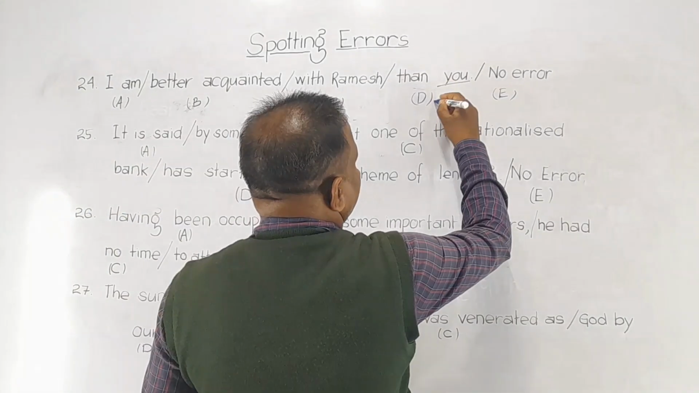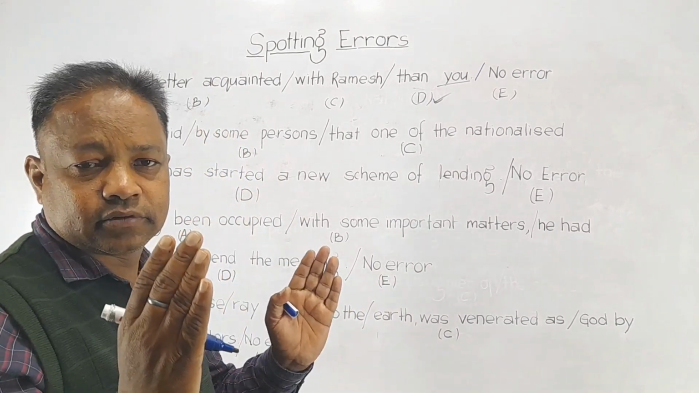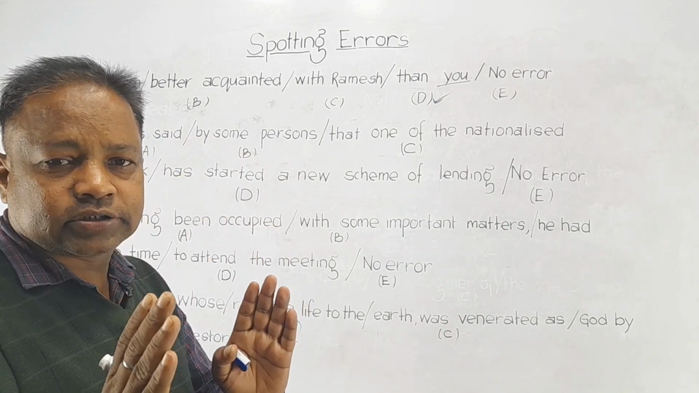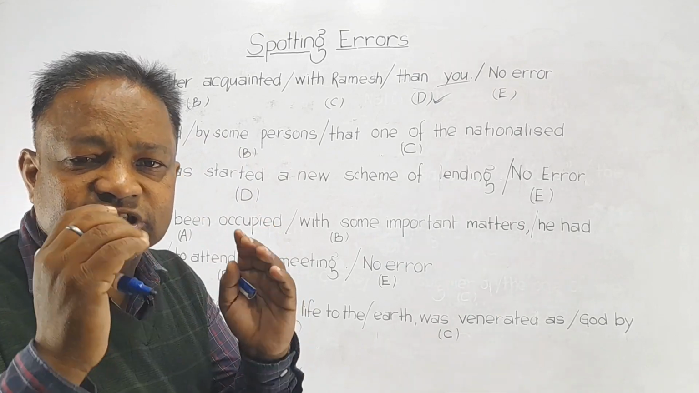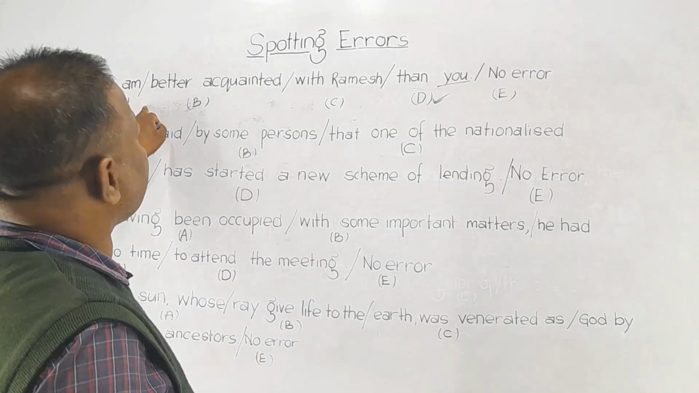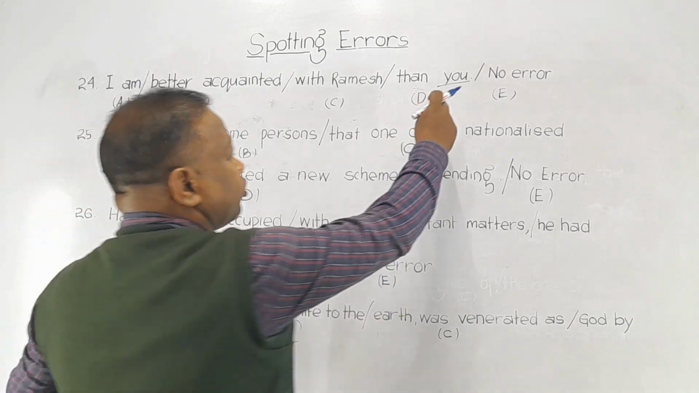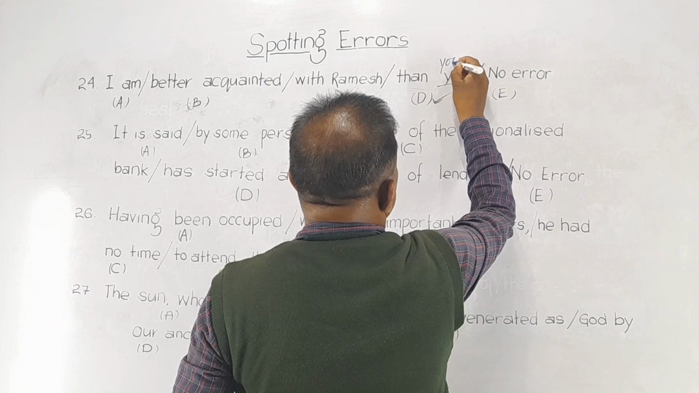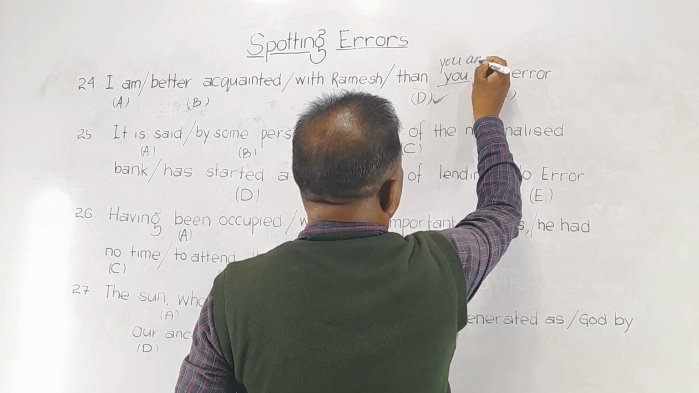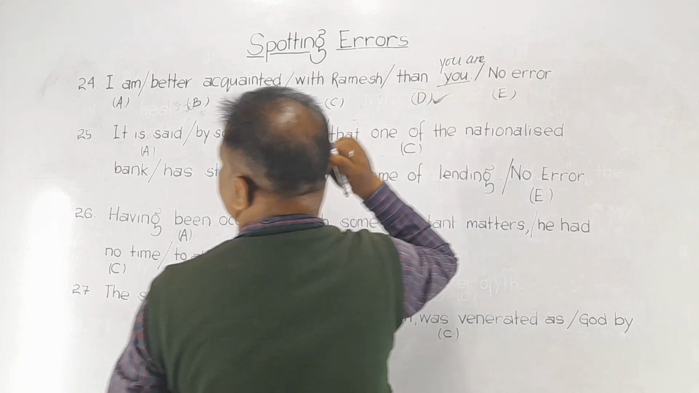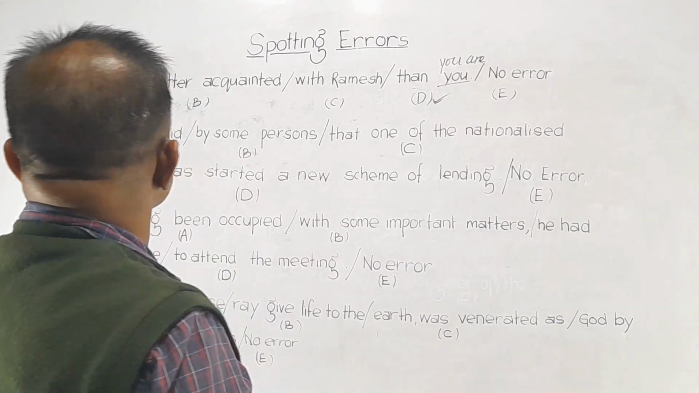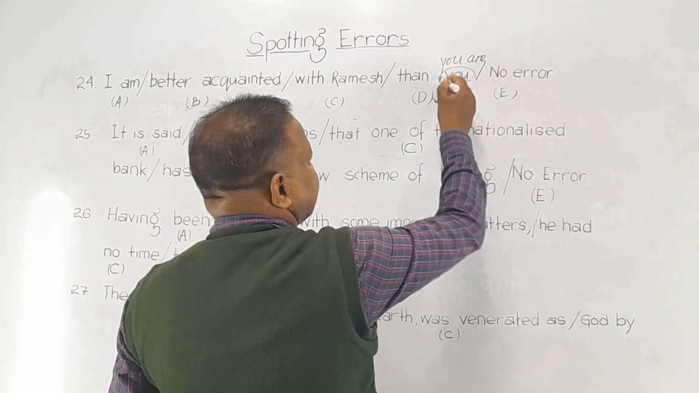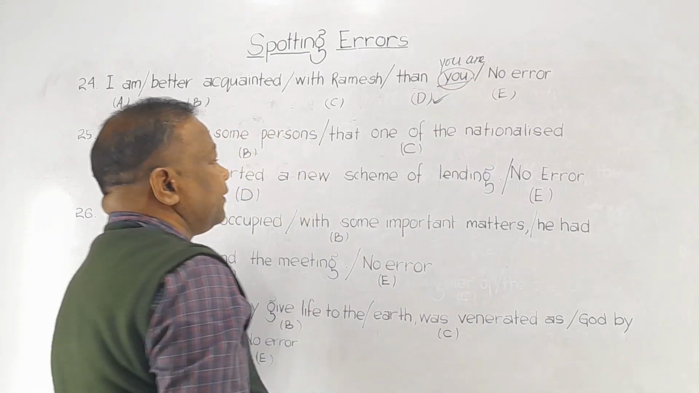What is the error? When you compare two nouns, the case of both the nouns should remain in the same form. Listen, I am, but here only you. So you need to write you are. Okay? So the correct answer is I am better acquainted with Ramesh than you are. Here is the error. Okay?